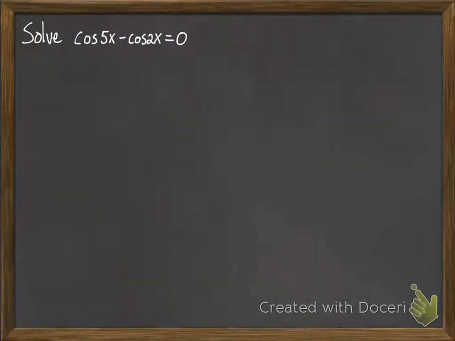Welcome back. Hopefully now you're starting to get those sum to product and product to sum identities under your belt. Now we're going to look at an application of one of those sum to product identities. In this problem, we're trying to find out when these two waves would cancel each other out. When would cosine of 5x and negative cosine of 2x cancel each other out?